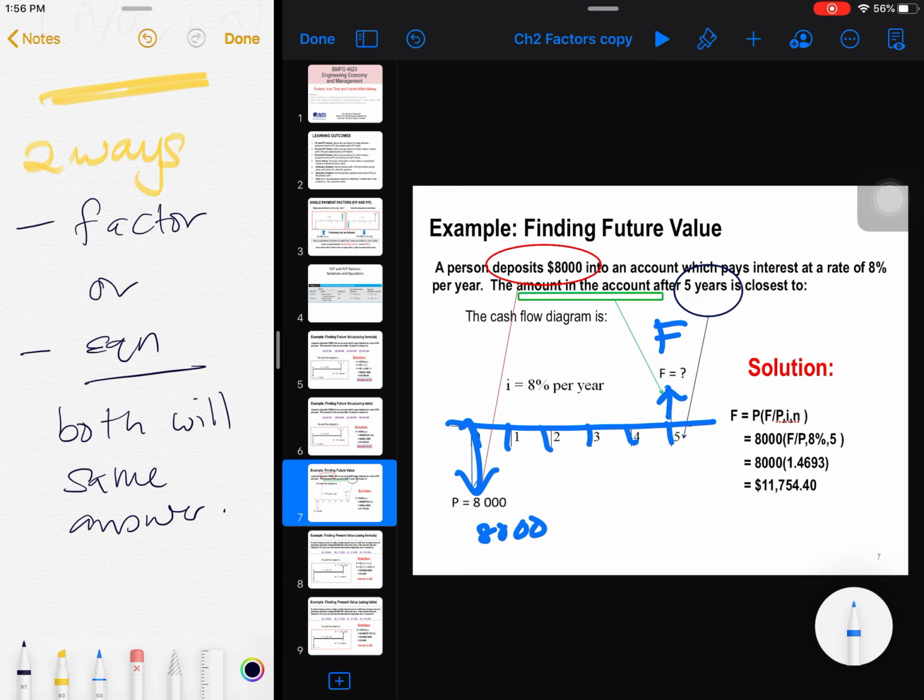F equals $8,000 times the factor F over P, given I equals 8%, N equals 5, which is equivalent to 8,000 times 1.4693, and it gives you the answer of $11,754.40.